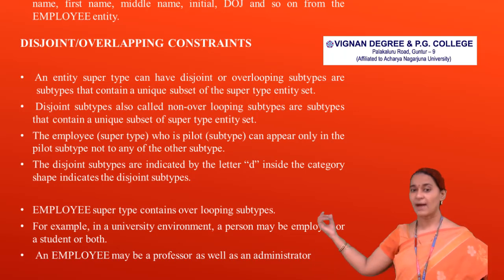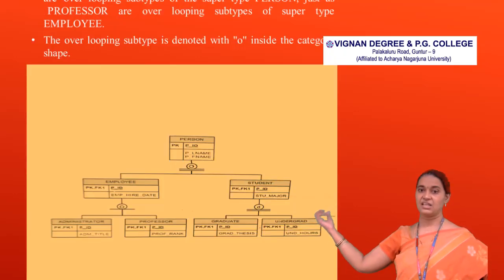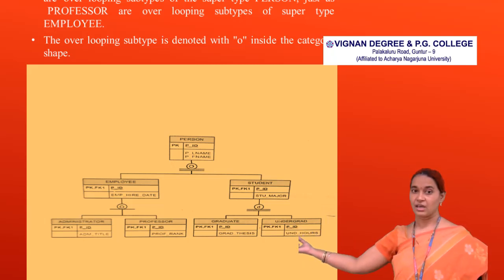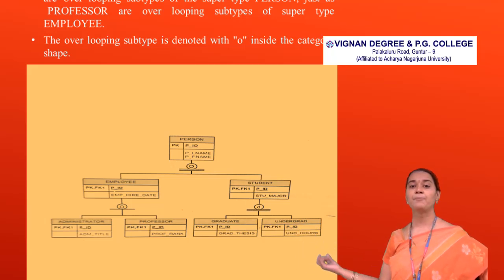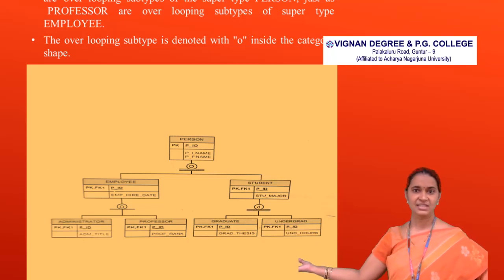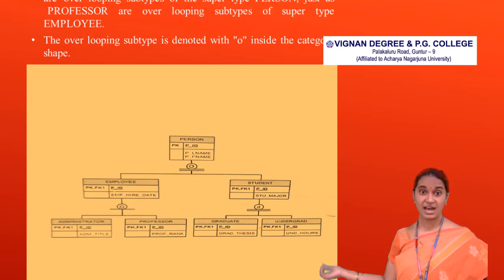Here, one person is performing two tasks. He can be an employee and also a student. One more example: an employee can be a professor and also an administrator. For example, a professor can also be a HOD. He can go to the class and take a lecture. Also, being a HOD, he will be monitoring his colleagues in his own department to see whether they are doing their work properly or not. That is also an example of an overlapping constraint.